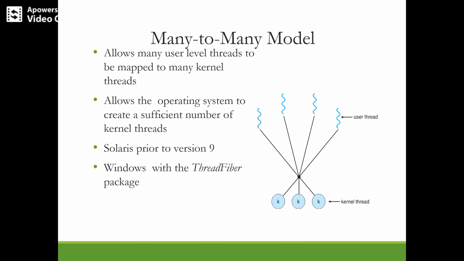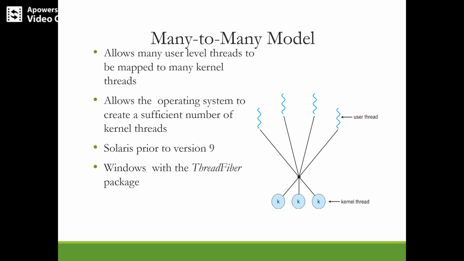The next kind of model that is used in systems is the many-to-many model. This is the third kind of multi-threading model. Here it multiplexes any number of user-level threads to an equal, or maybe smaller, number of kernel threads. So there will be the same number of kernel threads, or a smaller number of kernel threads, when compared to user-level threads.